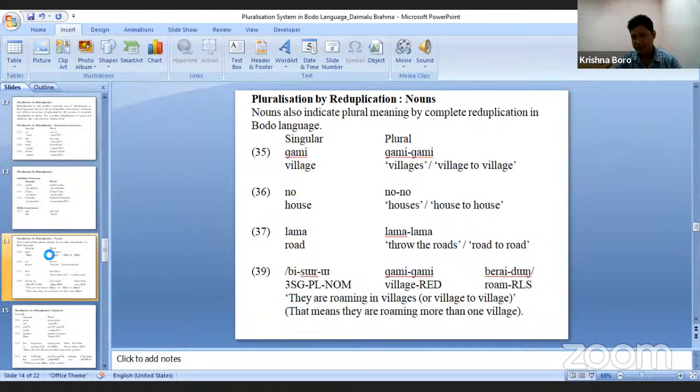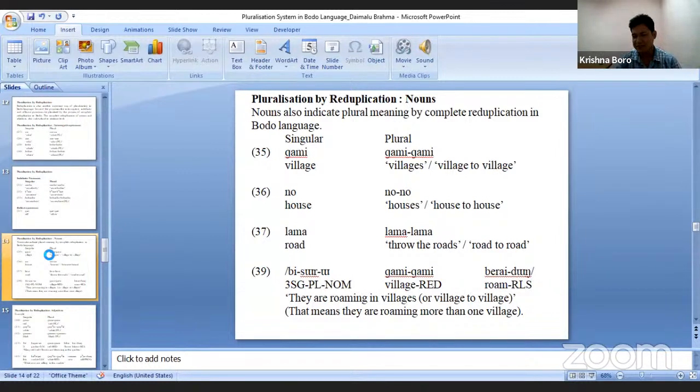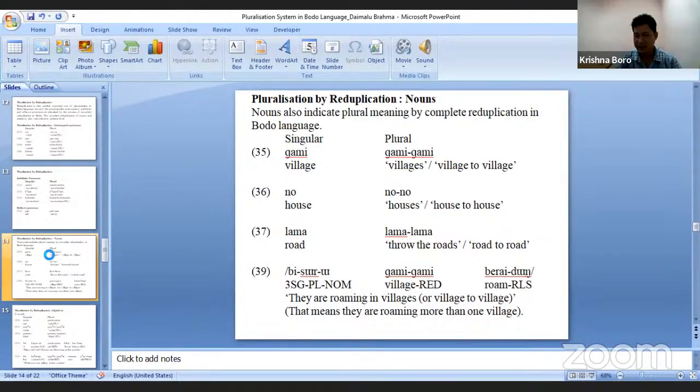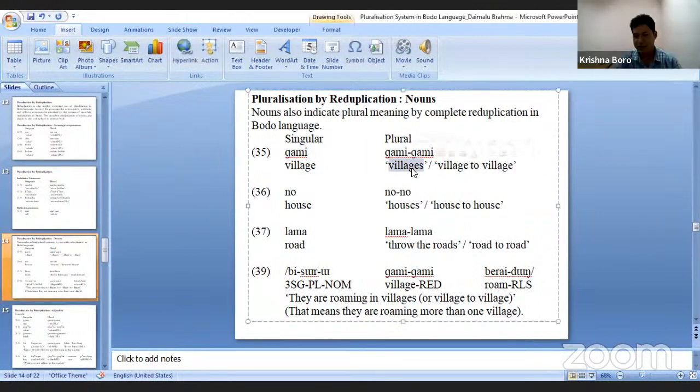This is different, actually. This doesn't really mean villages. We understand the person visited multiple villages. I think that's more of an entailment, an inference that we make. So if you compare gami with gami-per, the two expressions don't exactly give the same meaning. So yes, here, village to village is more appropriate, I think, as a gloss rather than villages.